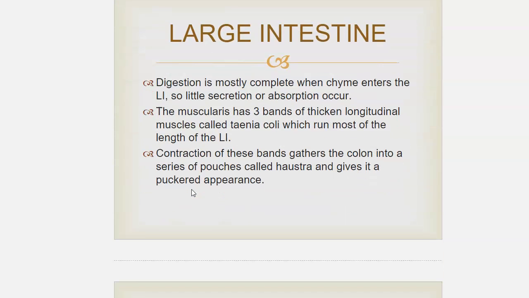So what happens in the large intestine? Most of the chyme that is in there has been completely broken down. All the good stuff absorbed out of it, so very little will happen to that. But you will get some absorption, a little bit more secretion. The muscularis, the muscle, you actually have three bands. You have the longitudinal, the circular, and then you have that other one, the taenia coli, and it's a white band, a white ribbon. Taenia, I think, means ribbon. And then that kind of gathers the colon into these pouches, and the pouches are known as haustra, and it gives it a puckered appearance.